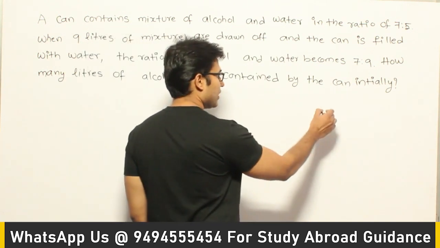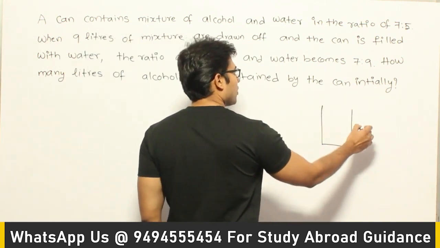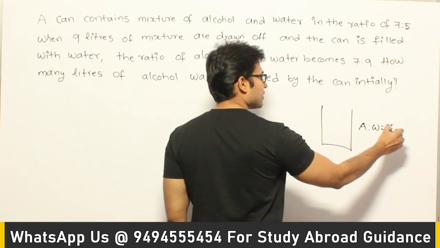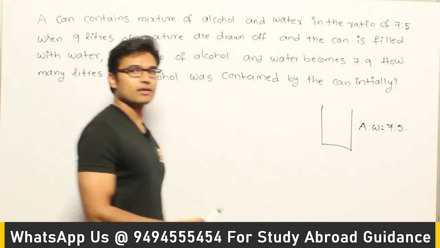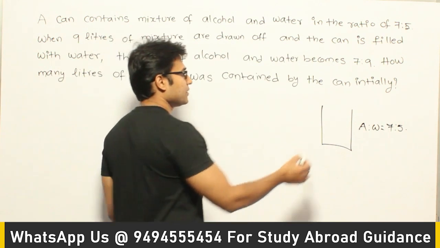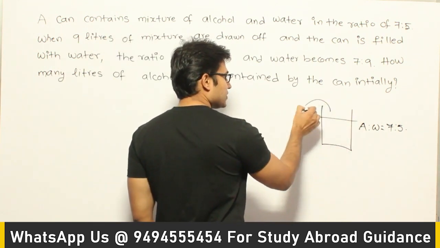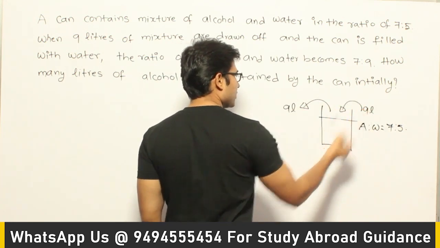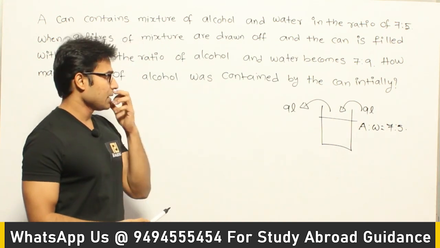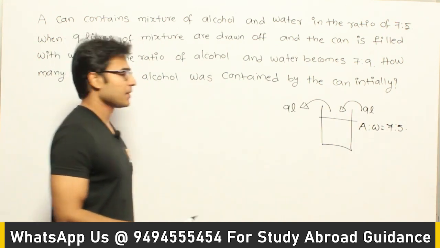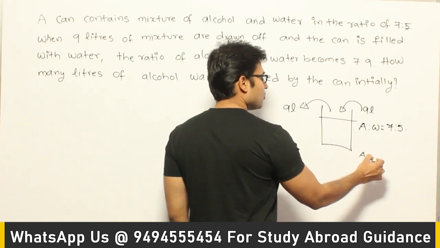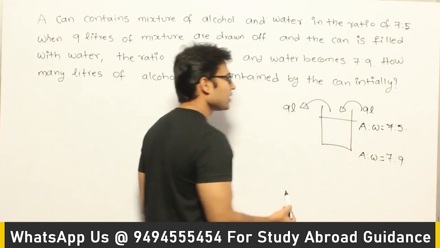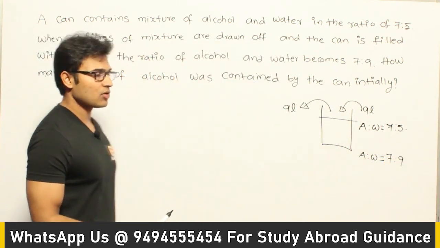So they are saying that in a can, alcohol is to water in the ratio of 7:5. From this can, 9 liters of the mixture is pulled out and we are going to add 9 liters of water. Then the ratio of alcohol and water changes. Finally, the new ratio of alcohol to water is 7:9. They are asking what is the initial amount of alcohol present there.